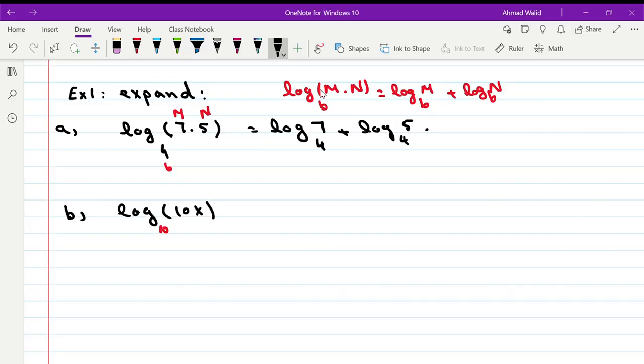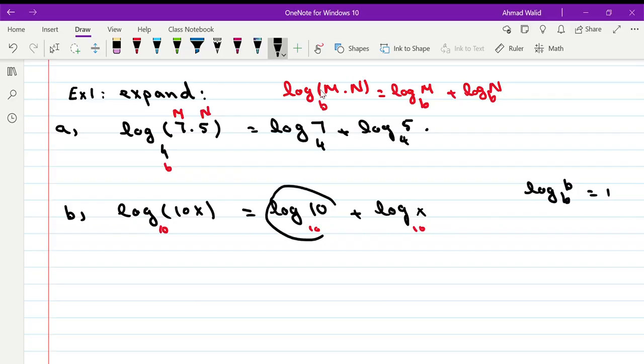10. Now, again, product rule: I can write this as log of 10 plus log of what? Log of x. And I told you your base is actually 10. Now look at here: log 10 base 10. You had a formula that log of b base b always gives you 1. Then log of 10 base 10 becomes 1 plus log of x.